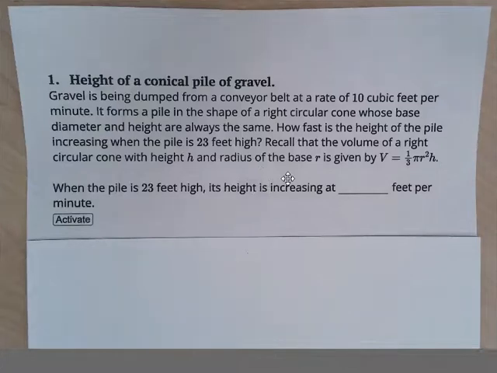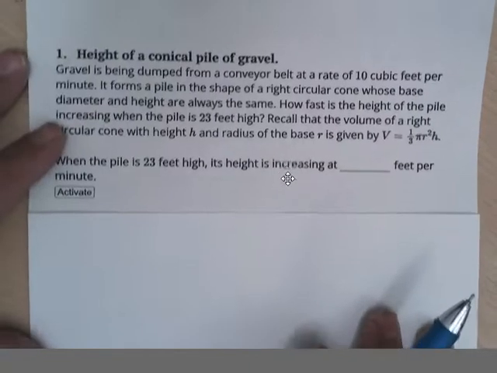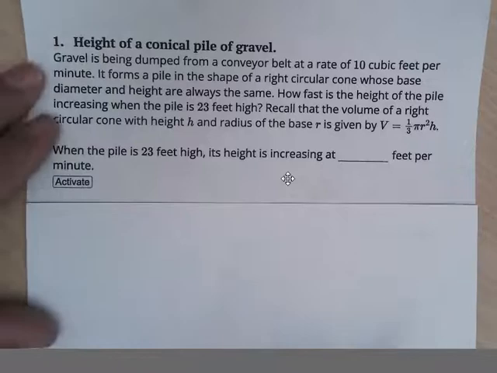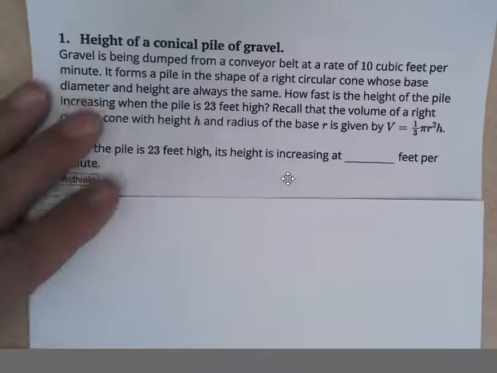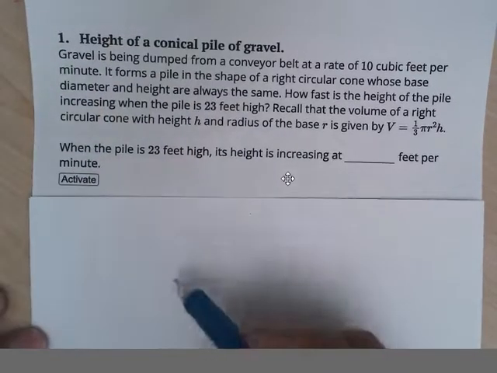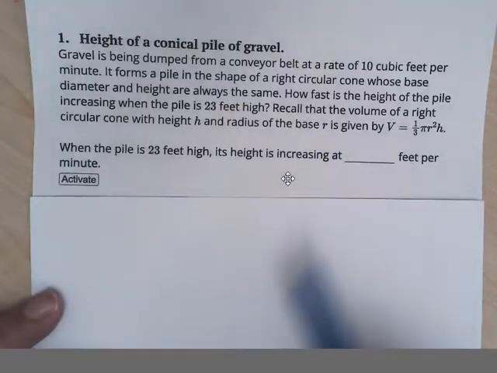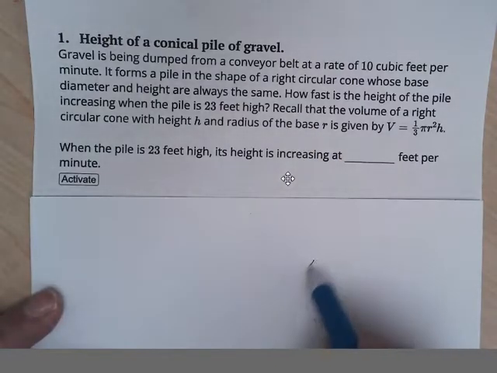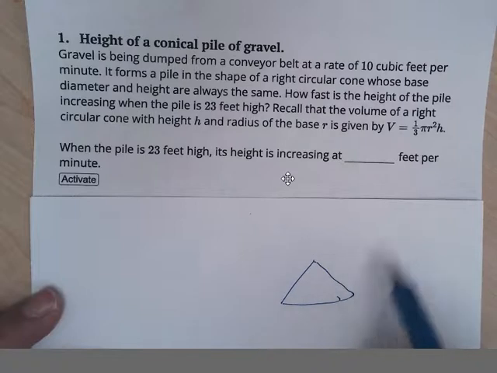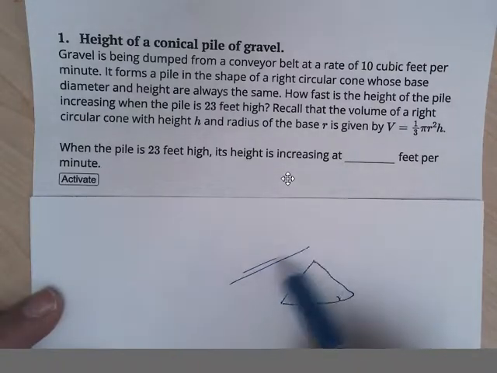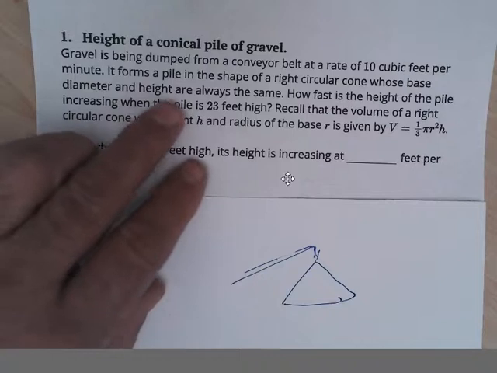Right, let's work on these problems from chapter 3, section 5, related rate problems. Number 1 was gravel being dumped from a conveyor belt at a rate of 10 cubic feet per minute. It forms a pile shaped like a right circular cone. One of the things they say is draw a picture. There's a right circular cone. Here's the conveyor belt. It's dumping the gravel onto the pile.